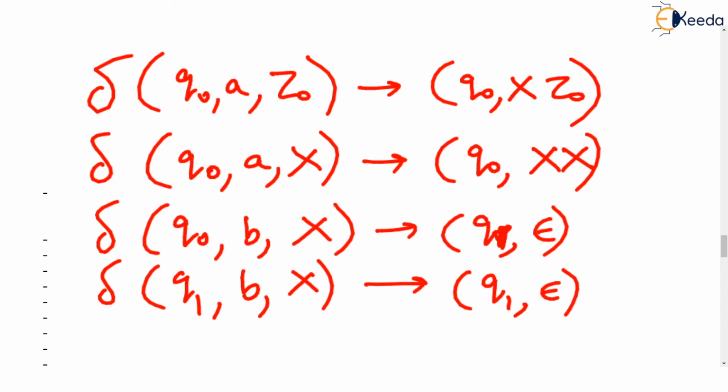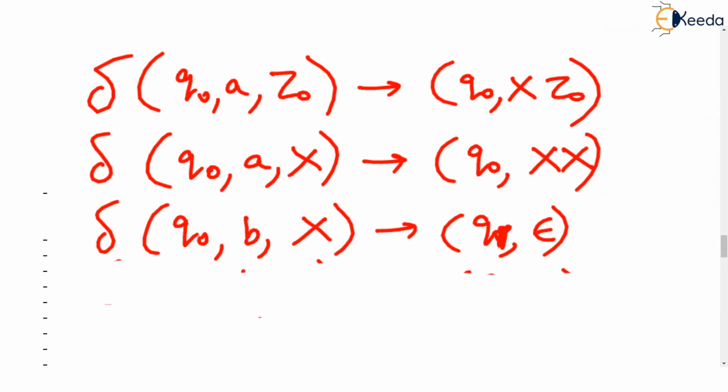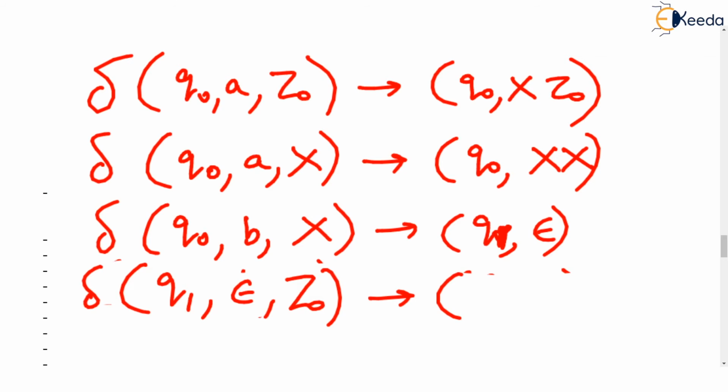Okay, this was not needed, I think. Wait a minute. Yeah, this was not needed. I wrote it again. Okay, and one more we are having here. One more transition: δ(Q1, epsilon, Z0) maps to (Q2, Z0).